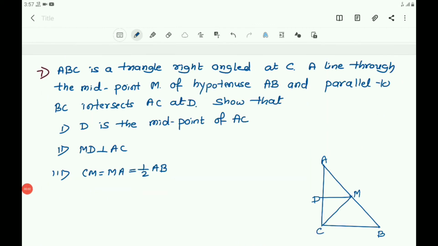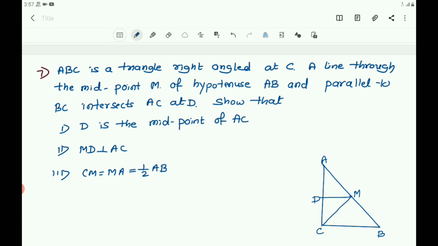ABC is a triangle, right angled at C. A line through the midpoint M of hypotenuse AB and parallel to BC intersects AC at D. Show that first one, D is the midpoint of AC. Second one, MD perpendicular to AC. Third one, CM equals MA equals half AB.